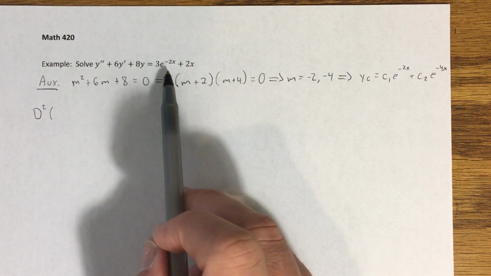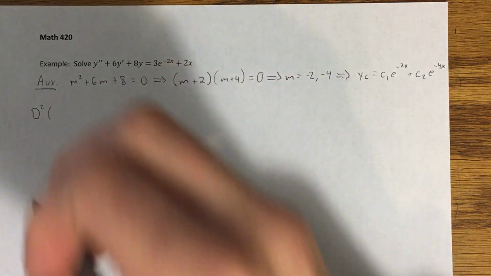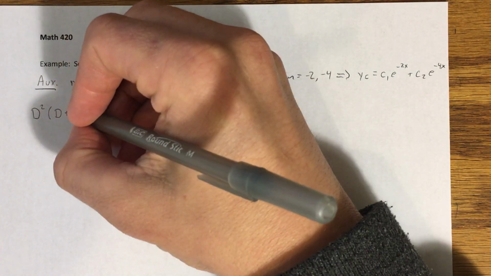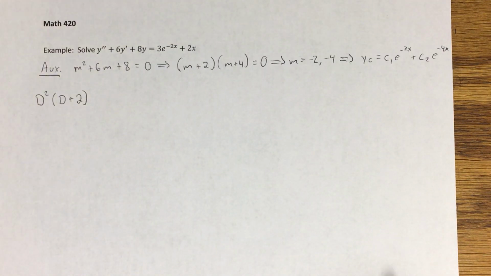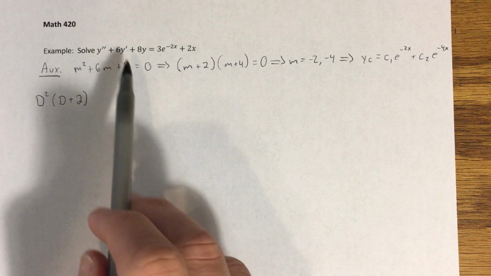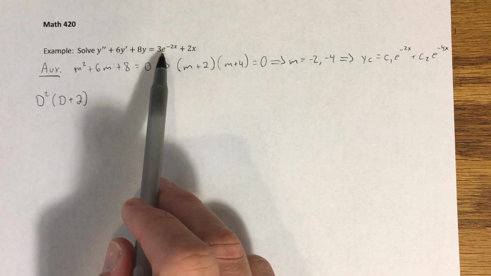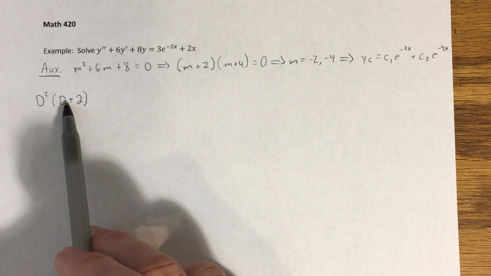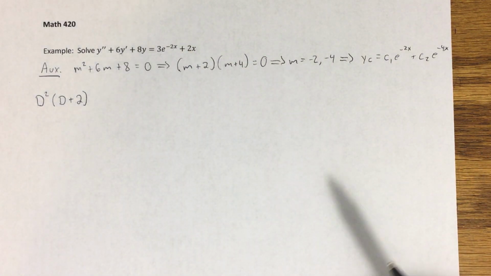This exponential function, e to the negative 2x, because of the negative 2 here, is going to have D plus 2 as its annihilator, okay? And I'm going to apply that to both sides of this equation right here. Now, I already know that because I've chosen this annihilator as it is, this right-hand side is going to become 0. So I'm going to end up with a 0 there.